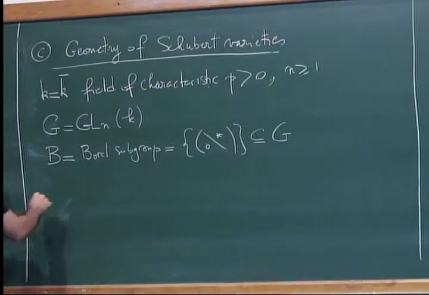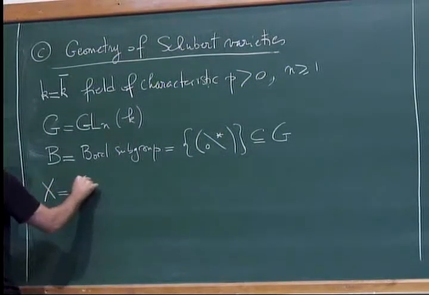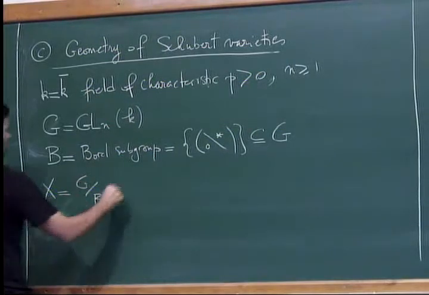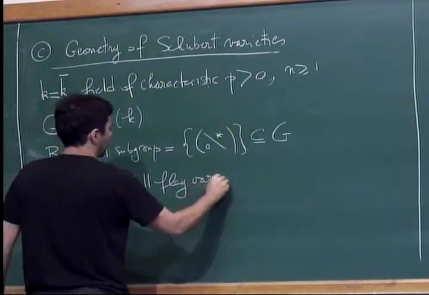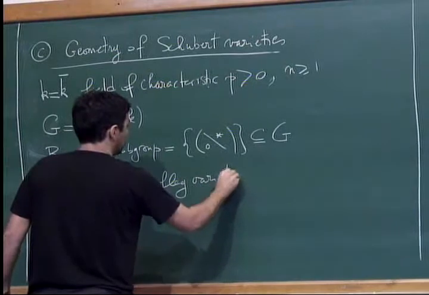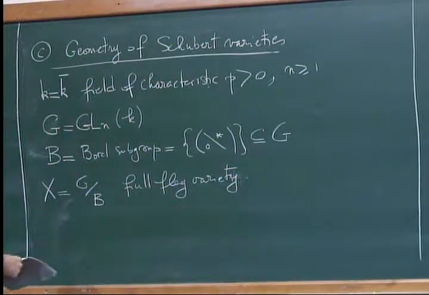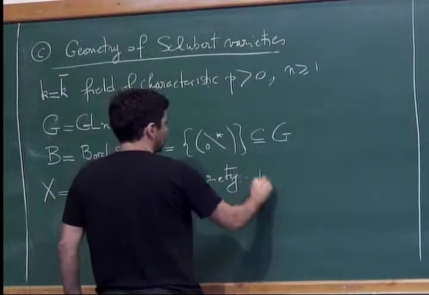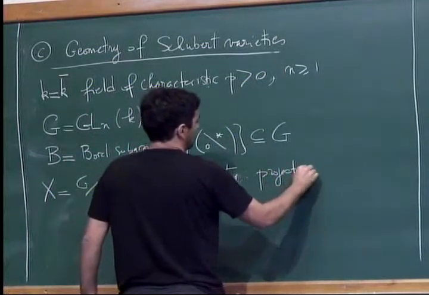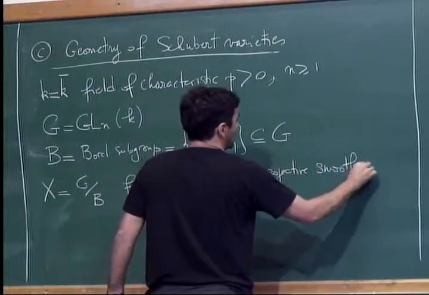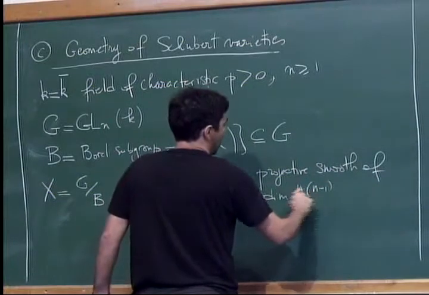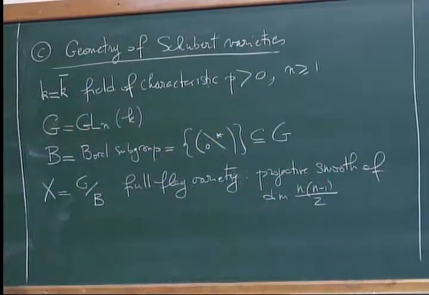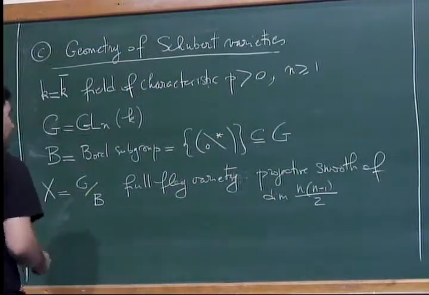And we consider X as G/B, called the full flag variety. So it is known that it is projective, smooth, and you can compute the dimension: n(n-1)/2. So let's say it in a more concrete way.